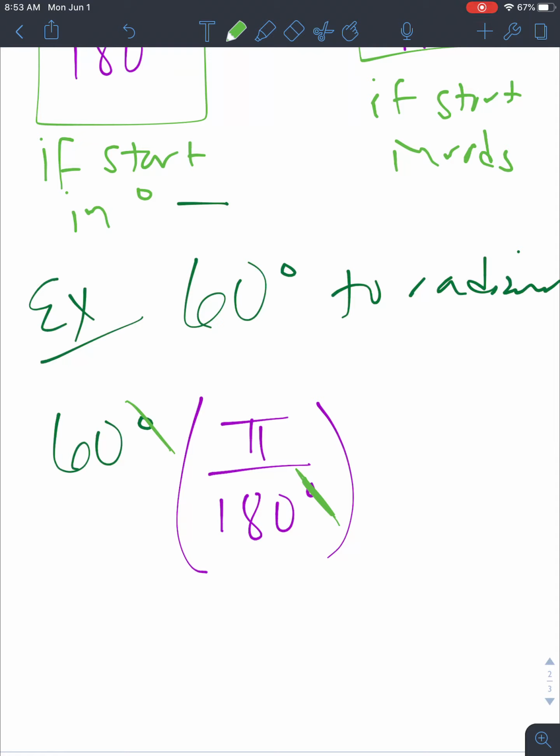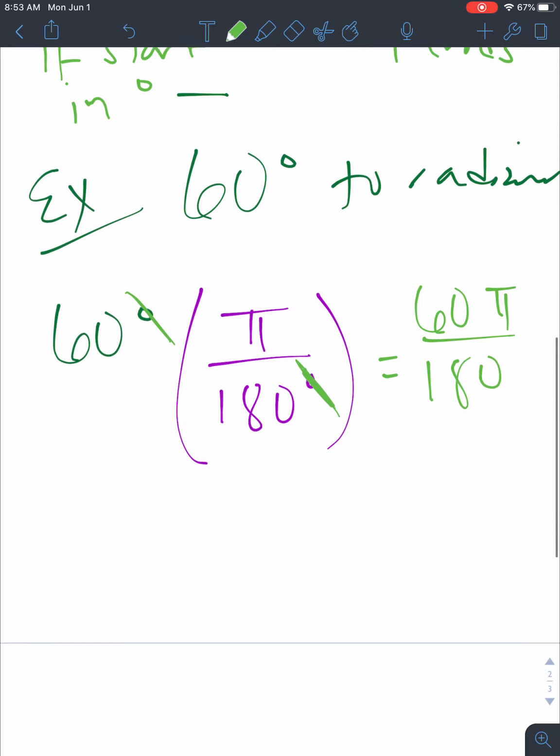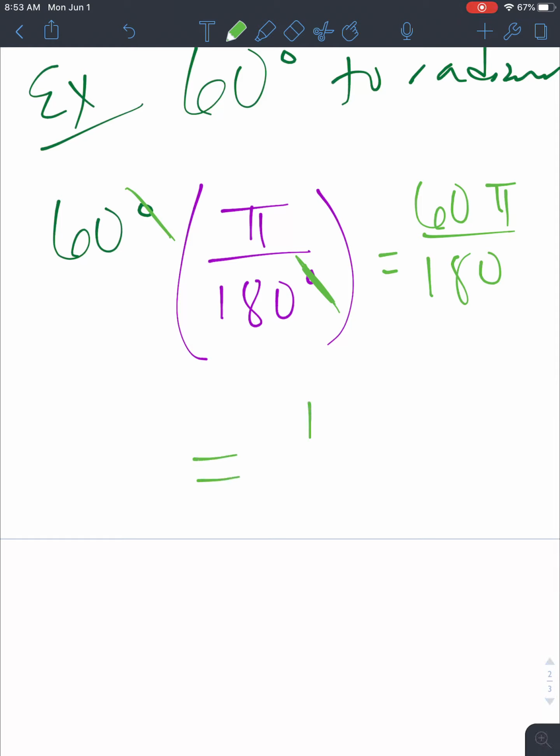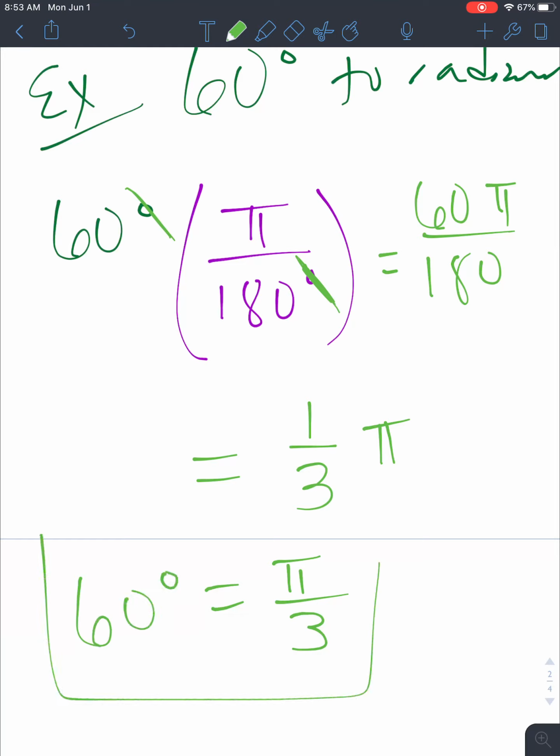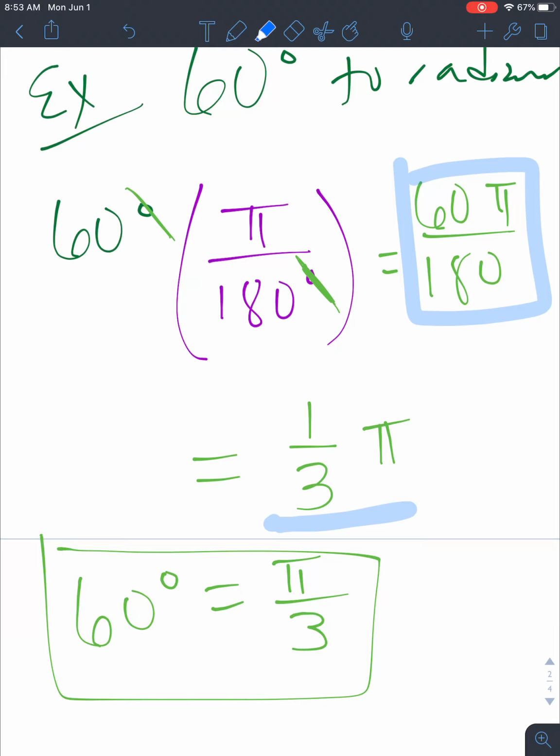Now here we have 60 pi over 180. But 60 over 180 can be simplified down to 1/3. So then we have 1/3 times pi, or you'll usually see this written as pi over 3. So 60 degrees is the same thing as pi over 3 in radians. That's all you have to do to convert. And remember, to get from this step to this step, all I did was simplify 60 over 180, and that's just 1/3.